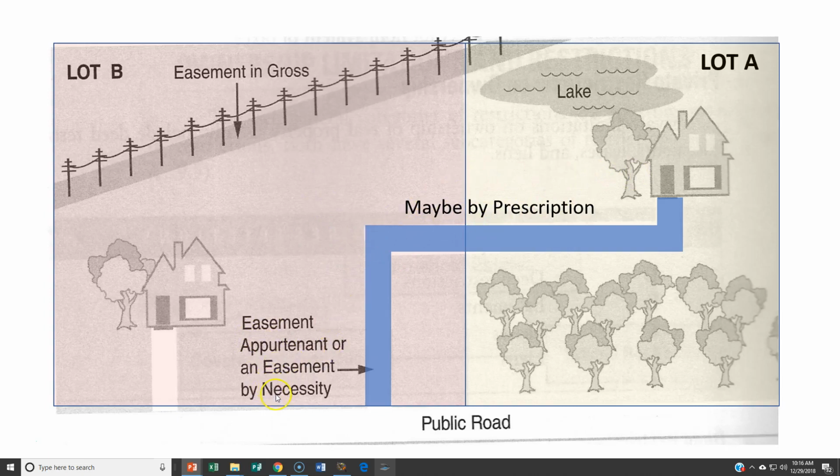So by necessity is court ordered, but then if someone had been using this easement for a long time, maybe my father used to own lot B, and for many years the owner of lot A always used the front field to get to his property. If it's 20 years or more, then that may be an easement by prescription, where the owner of lot B now cannot prevent lot A from using it.